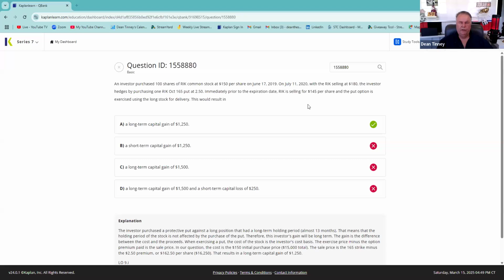An investor purchased 100 shares of RA common stock at 150 on June 17th, 2019. Now, as a test taker, the minute they give me the date of the transaction, I immediately start thinking, okay, that date has got probably something to do with the question.